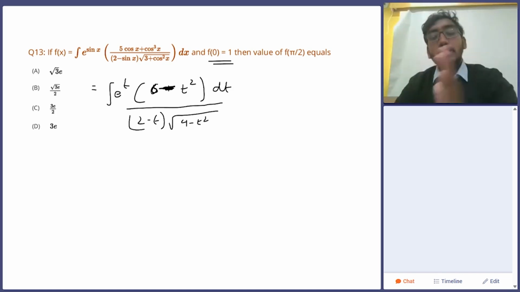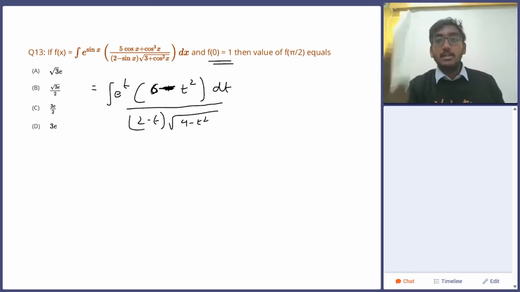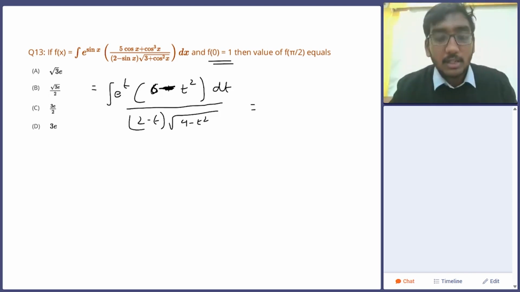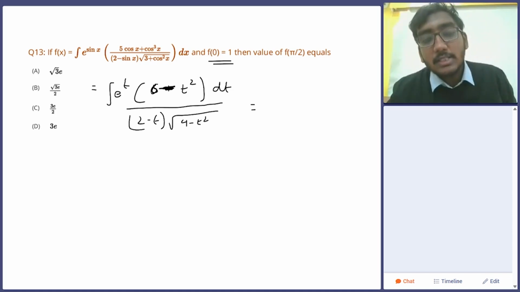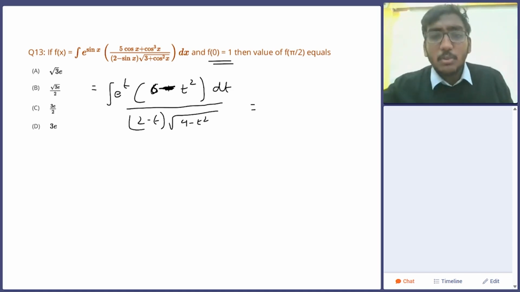However, whenever you see this e power t, e power x function, you have to think about this way of writing it as e power x into f of x plus f dash x. That form you should be able to write. The answer will be e power x f of x, right? So I will split this as 2 minus t, I will rather split as 2 plus 4 minus t square, right?